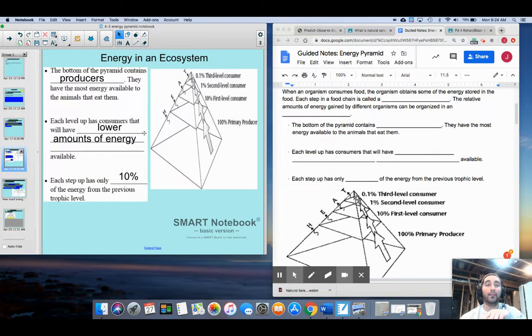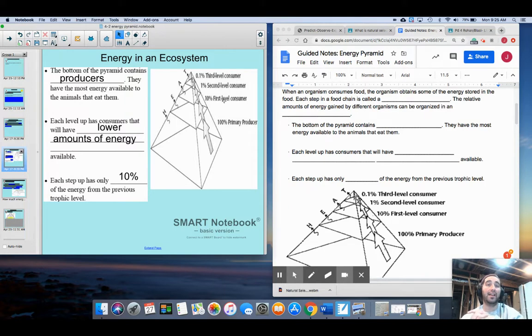All right, so at the first trophic level on the bottom, producers are going to have, in essence, 100% of the energy. The energy flow goes from top to bottom. So as you move to the second level, you're going to have the first level of consumers. They will have 10% of the energy from the previous. They're going to only have 10% of the energy from the first level, the primary producers.